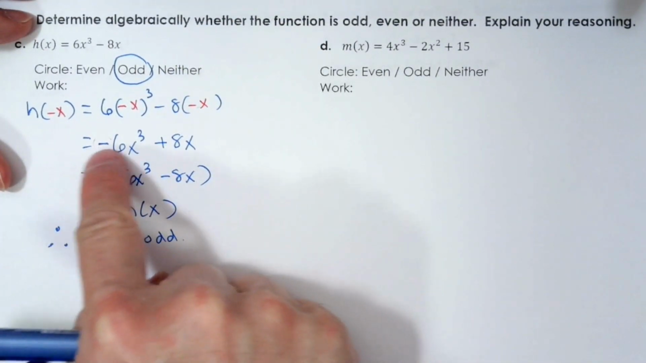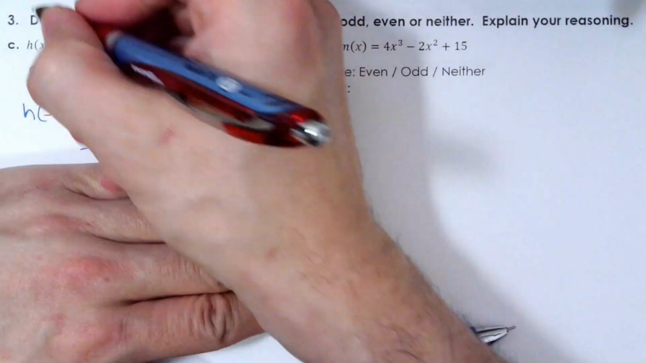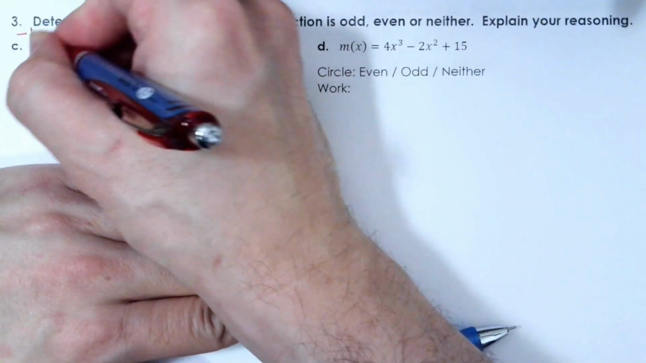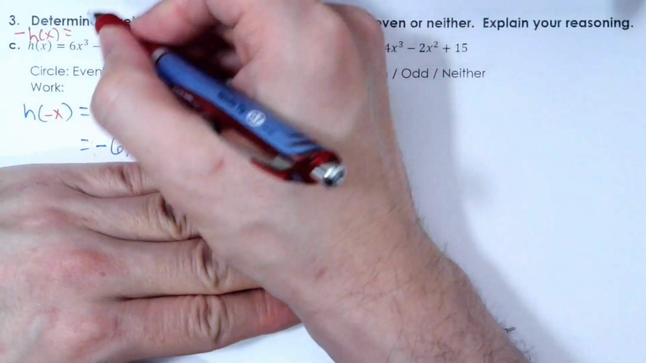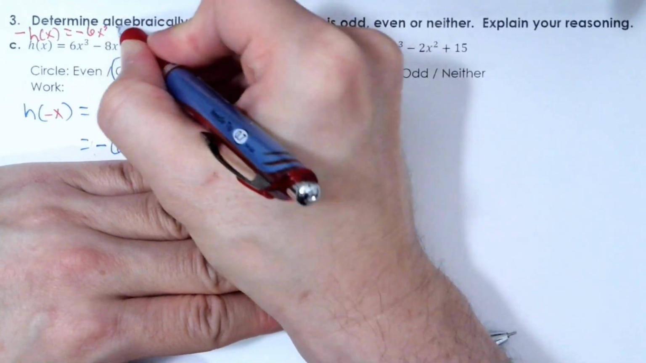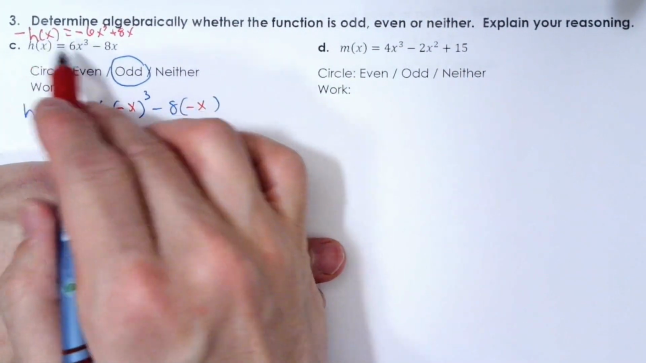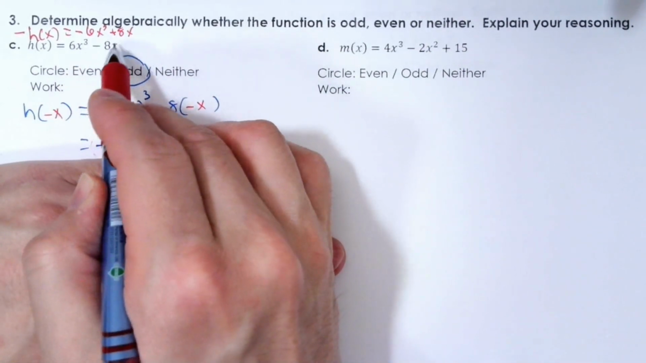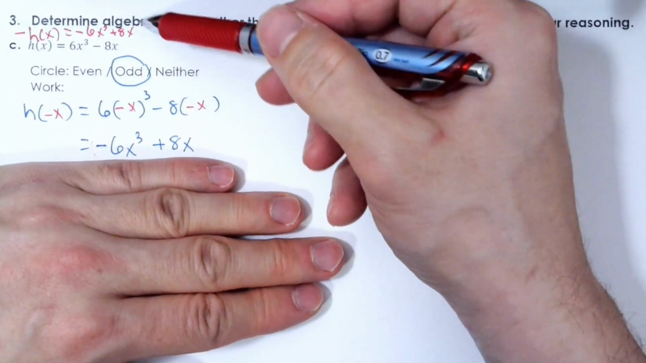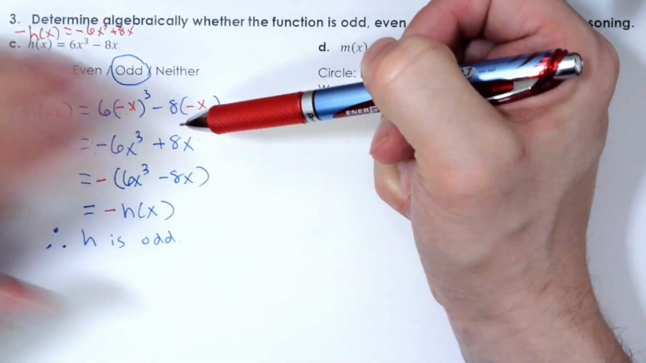The other way to look at this is to stop here. You could have also done this by looking at the opposite of h of x. So that's the opposite of h of x. You're going to reverse the sign on each term, because you'd just be multiplying h by -1. So you'd get -6x cubed plus 8x right there. So you could also say negative h of x is the same as this if you wanted to.